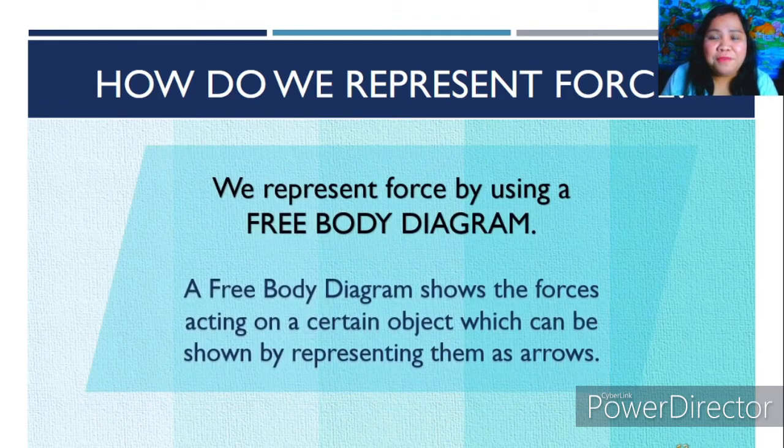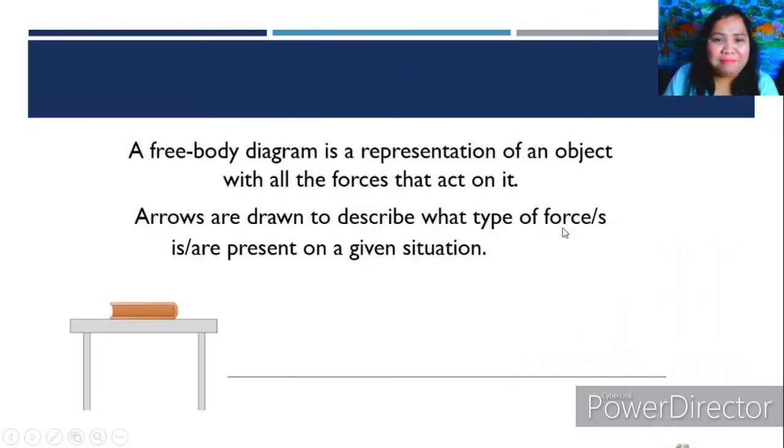So, how can we represent force? We represent force by using a free body diagram. A free body diagram shows the forces acting on a certain object, which can be shown by representing them as arrows. So how do we draw a free body diagram? We use arrows to describe what different types of forces are present in the following situation. I have here a book sitting on top of the table. Can you still remember the different types of forces? Can you identify what force is present?